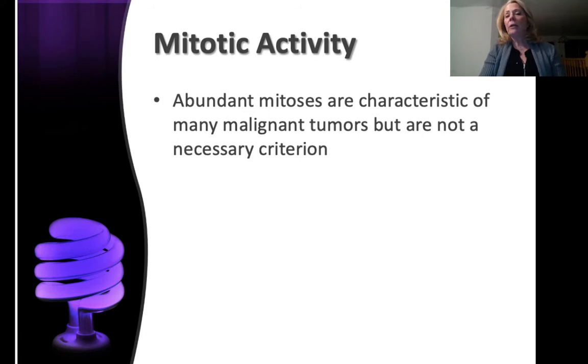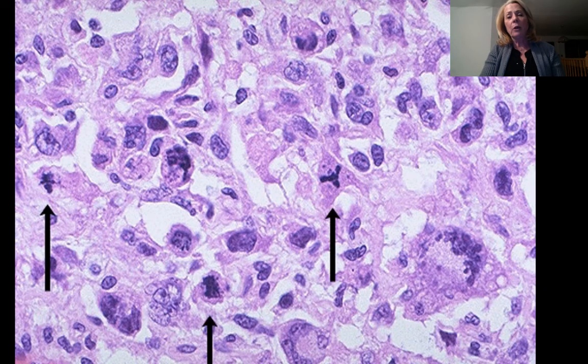Mitotic activity: you have an abundance of mitosis going on, and that mitosis is strange. So you can see all the DNA here going through mitosis. That's not what it's supposed to look like at all.